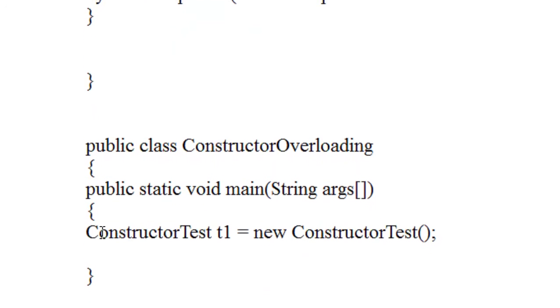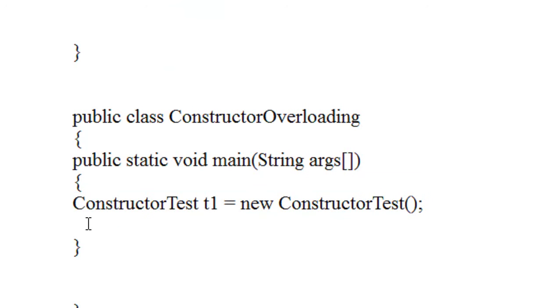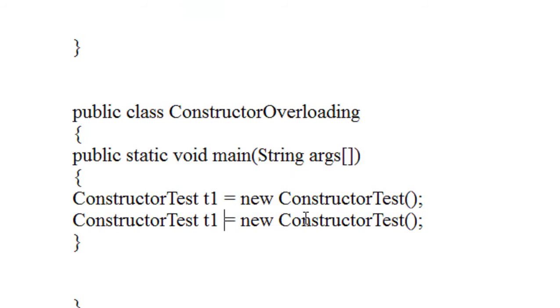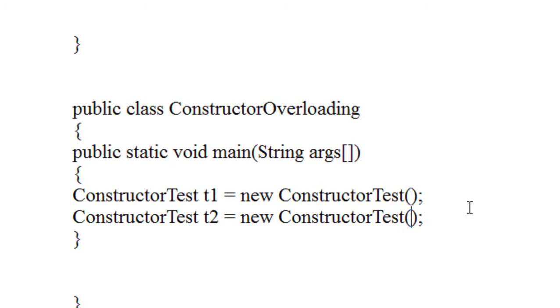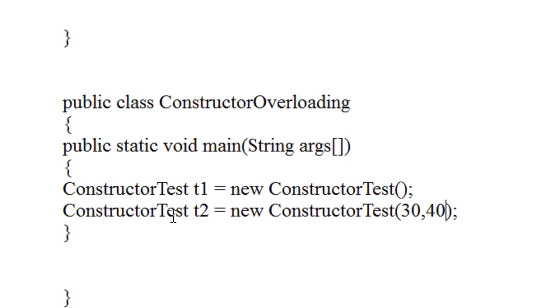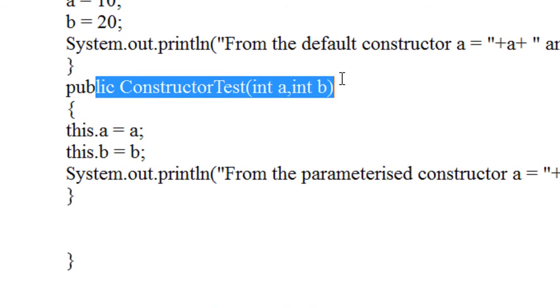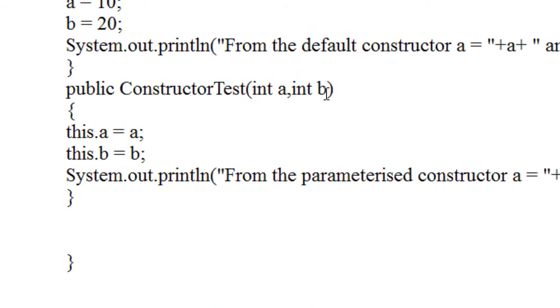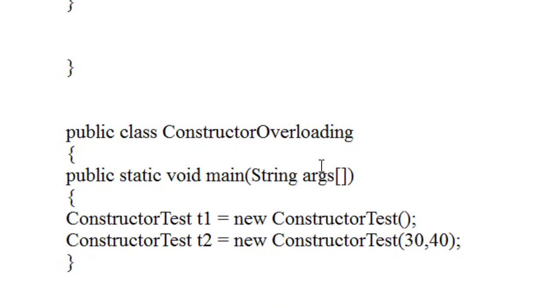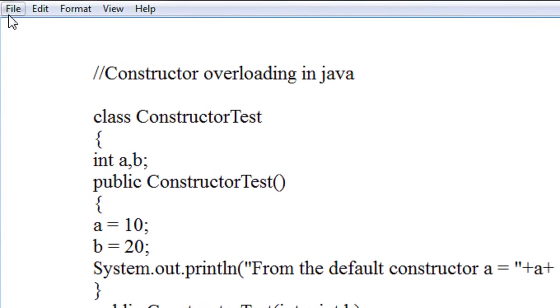Now again I'm going to create one more object for that class. I give it as t2. Here I just pass two values, 30 and 40. So when this statement executes, the compiler will automatically invoke the constructor that contains two arguments. This is called constructor overloading. Now we need to test this program.